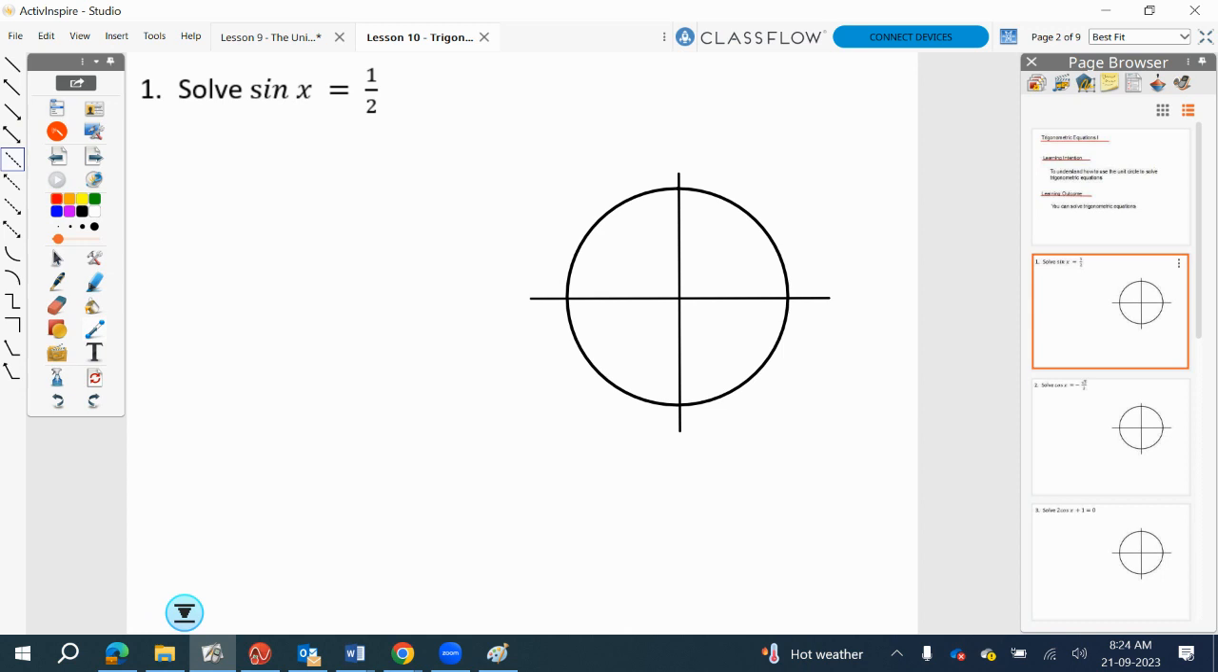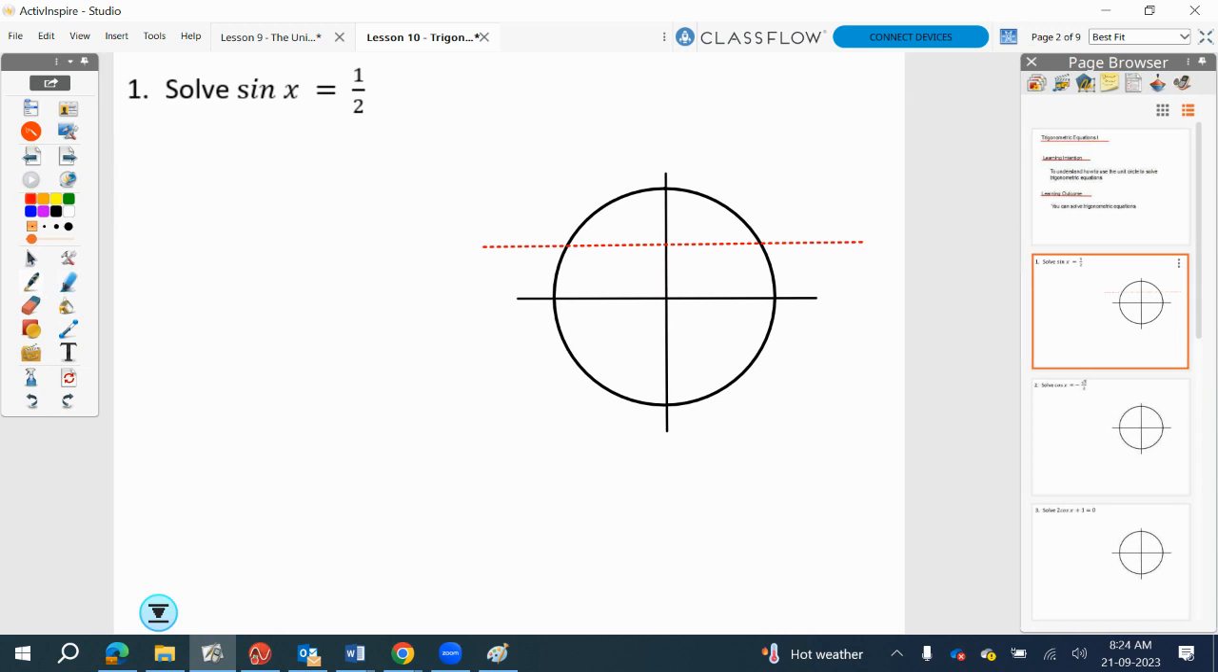So let's just draw a little bit of a line here. If we know that y is equal to a half, we get this line. This line is the line y is equal to a half. This point here on the y-axis is going to be (0, a half).